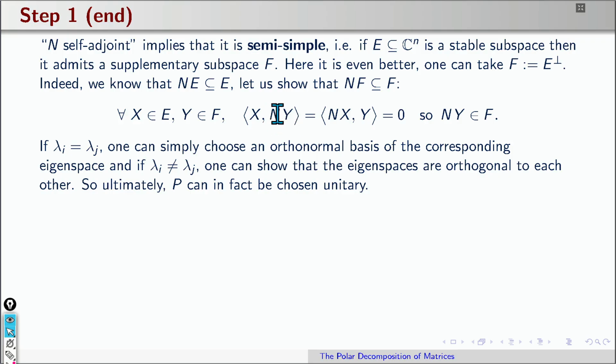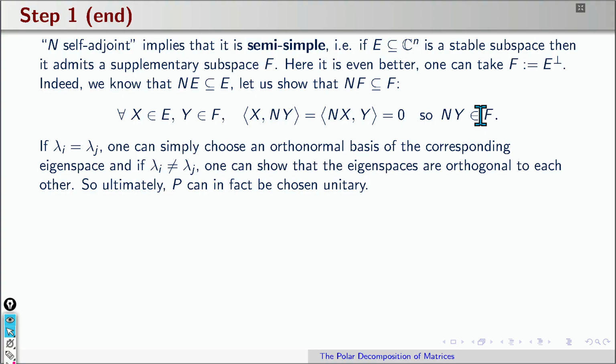So when I apply n to y, because n is self-adjoint, it gives n x scalar product y. Because E is stable, this is still an element of E. This y is an element of E orthogonal, so this is 0. If we read that for all x, x is perpendicular to n y, it means that n y is in the orthogonal of E. So we have stability of the supplementary subspace.